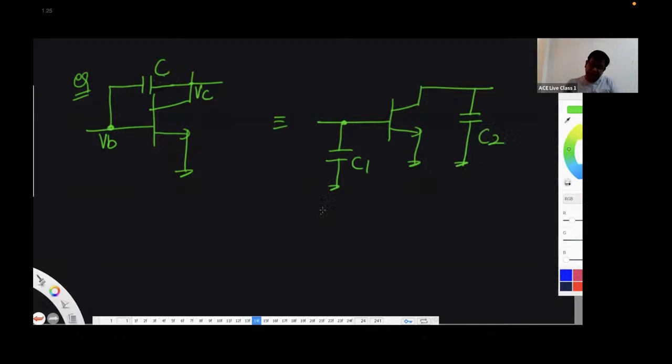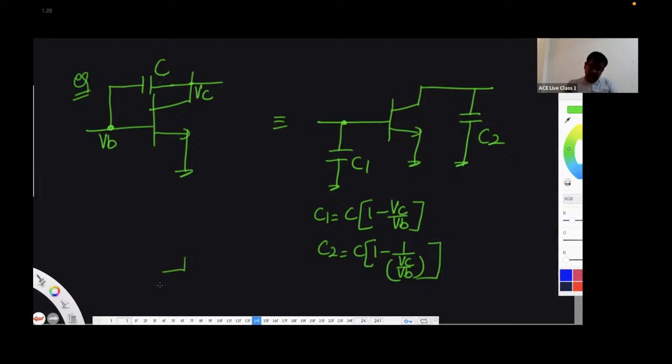And what is the relationship? C1 is going to be C multiplied by (1 minus VC by VB), output voltage by input voltage. And C2 is going to be C multiplied by (1 minus 1 by output voltage by input voltage). So this is how you can apply Miller's theorem for all the devices.